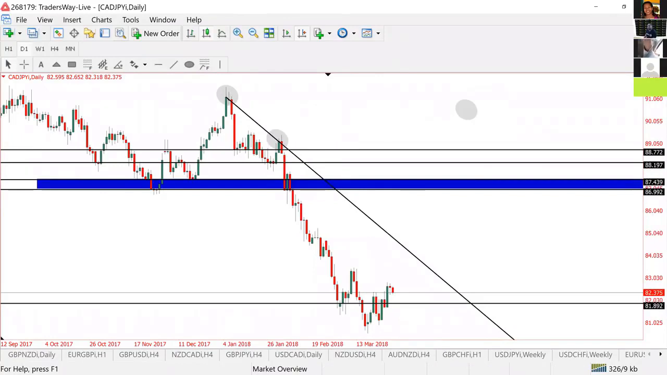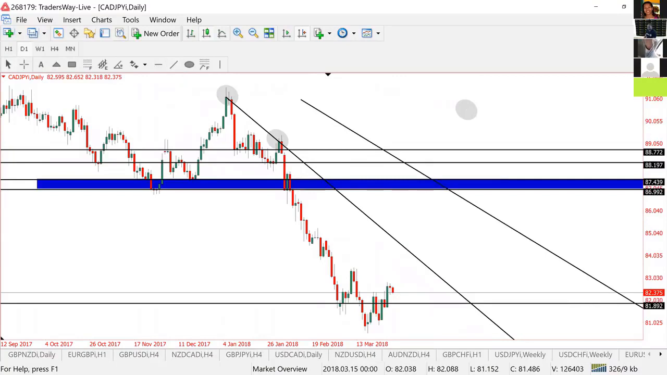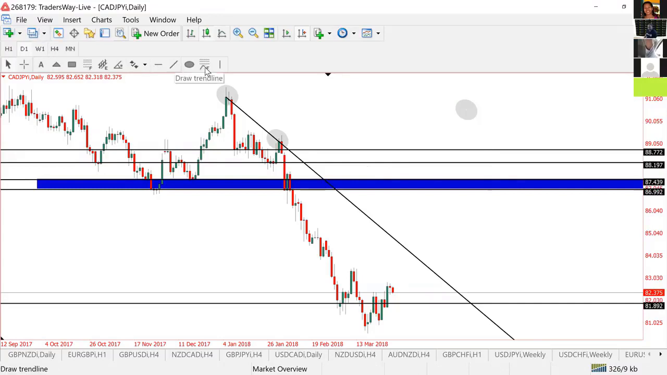I have a question. How do you draw a trend line with an arrow on MT4? A trend line with an arrow? Well, on MT4 it doesn't have an arrow. That's only on your phone. On your phone it has the arrow. Yeah, it doesn't have the arrow on MT4.